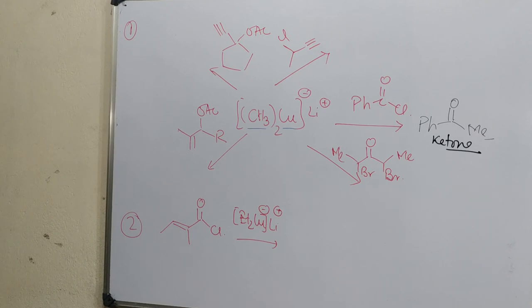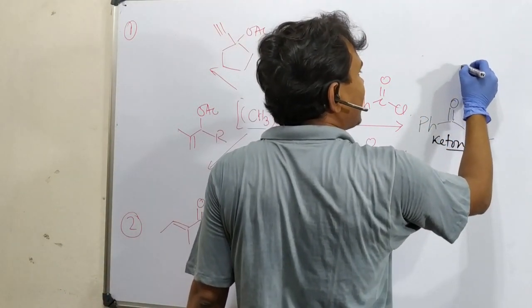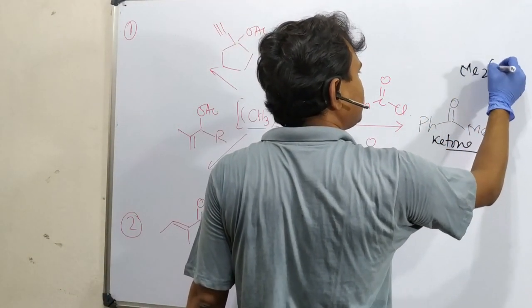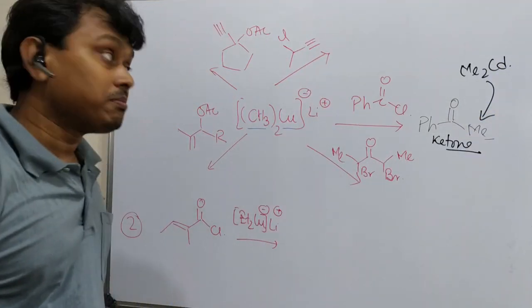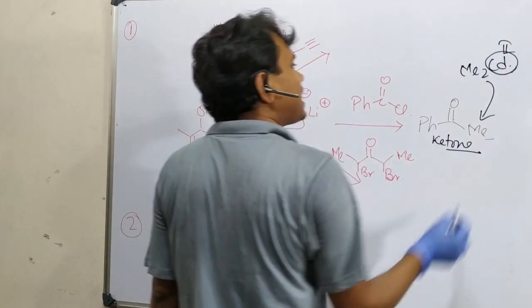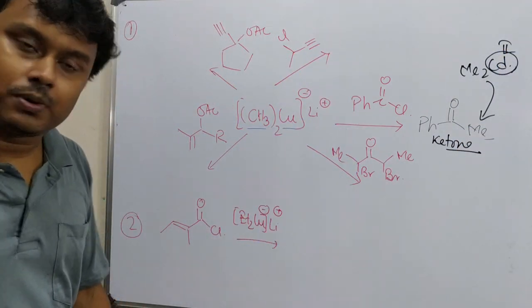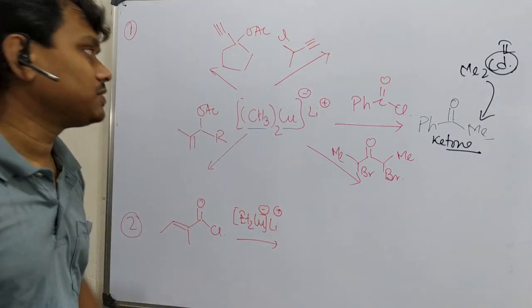In this context, I want to remind you that there is another type of reagent, for example dialkyl cadmium. You may consider dimethyl cadmium, which may provide a similar type of conversion. But the problem is that cadmium is toxic, more toxic compared to copper. Copper has some toxicity, but not that much. Copper is relatively benign, but cadmium is very toxic.